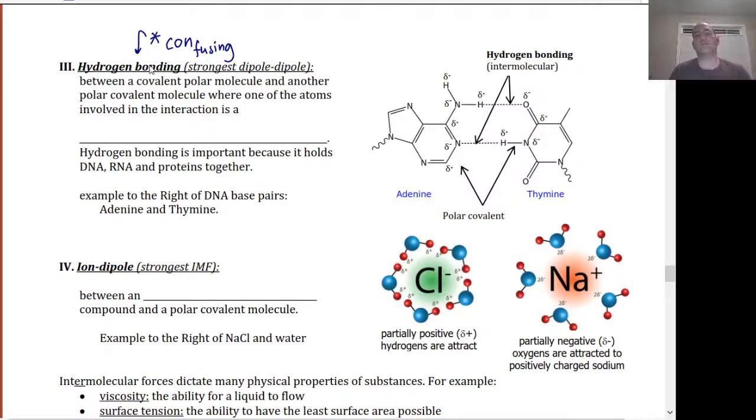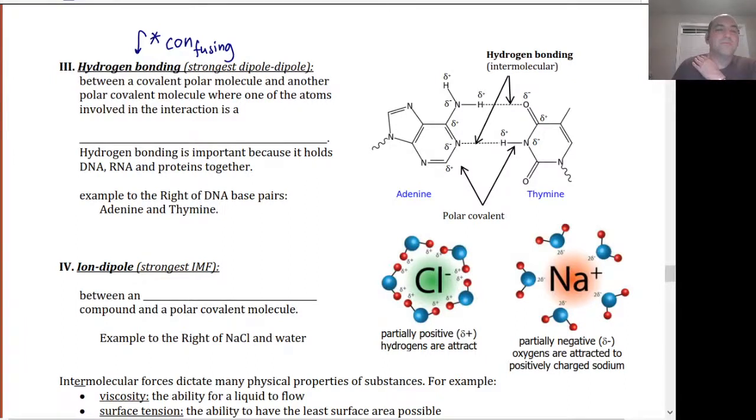Why is it confusing? Because it uses this term bonding. But it's not bonding. It's not a covalent bond. It's an intermolecular force. It's an attractive force between two separate molecules, not a bond within a molecule like we talked about several times ago, like a covalent bond.